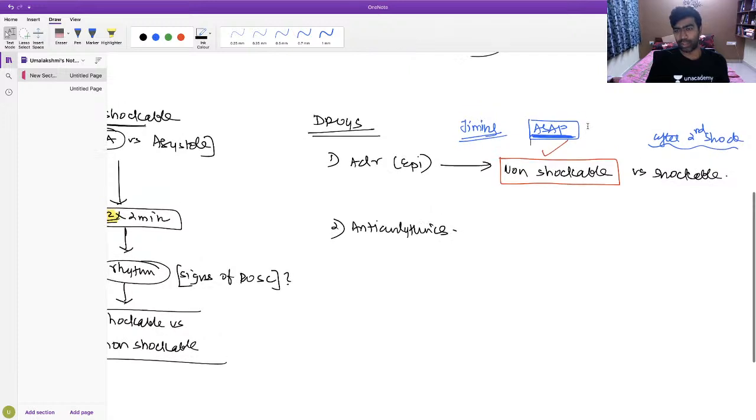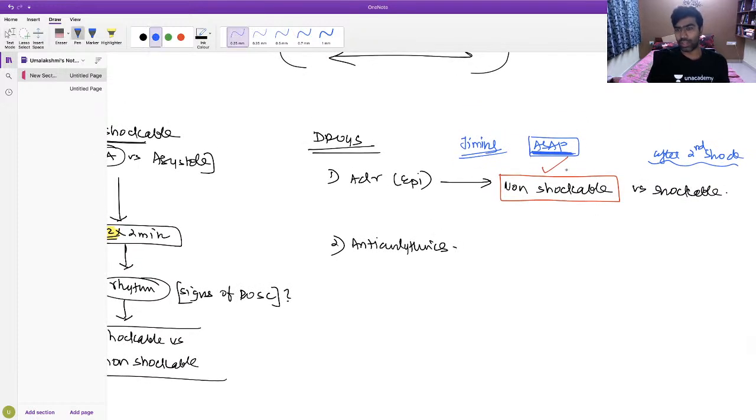So they have proved that adrenaline, if you give in non-shockable rhythms as soon as possible without wasting time, then the outcomes are much better, especially in pediatric age group, in pediatric advanced life support. So they are actually trying to give adrenaline within 5 minutes. This is something that has been added new. So this could be the question in your exam.